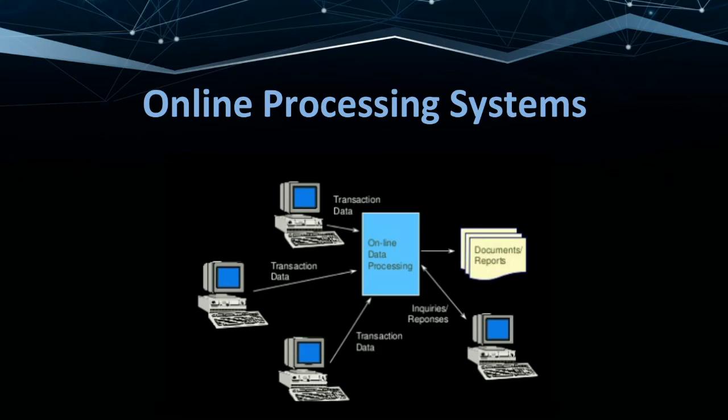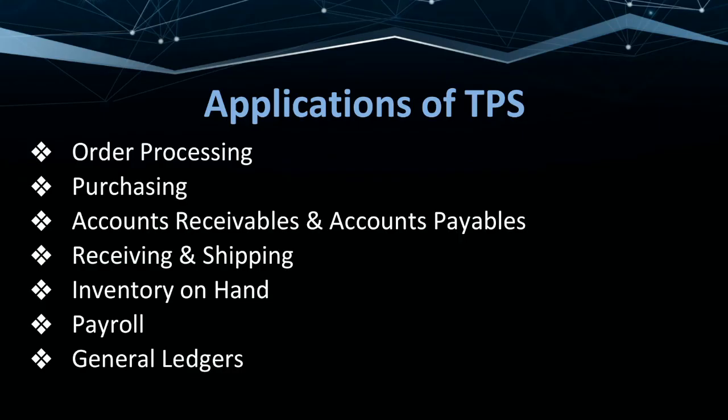Now let's talk about some applications of TPS. TPS is used for order processing, purchasing, accounts receivable and accounts payable, receiving and shipping, inventory on hand, payroll and general ledgers. While talking about the application of TPS, the main institution where TPS is used, as a simple example, is the banking institution. Of course, we can see all these kinds of uses in a sequential order in a bank. So the banking institution is the best example of an institution where TPS is successfully used.